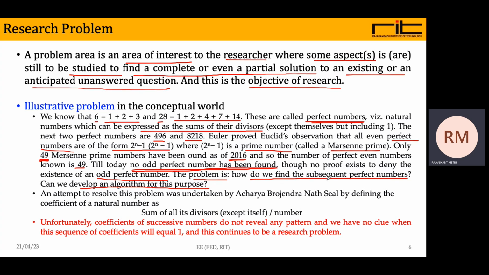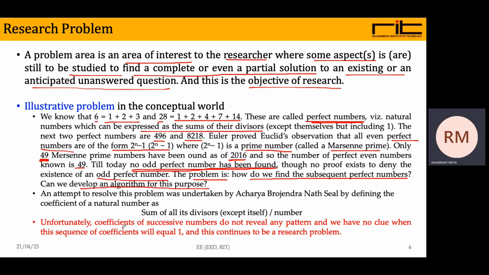Can we find odd perfect numbers, or can we develop an algorithm so that we can identify the next even perfect numbers? Only 49 numbers are known, but we can go for further numbers also. So this is the problem. An attempt to resolve this problem was undertaken by Acharya Bhojendranath, by defining the coefficient of a natural number as the sum of all its divisors except itself, divided by the number. This is how he defined it.